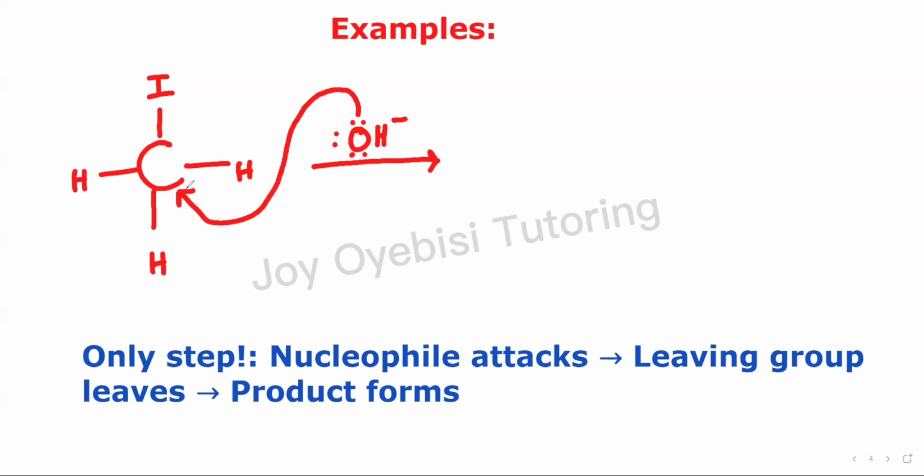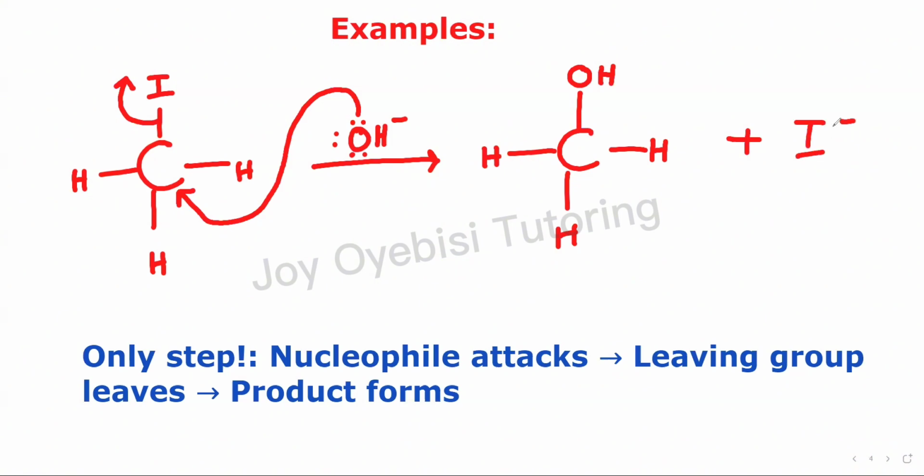It does what we call a backward attack. So when it attacks that, this would break off. On this side of the reaction, the OH would take the place of the leaving group. Every other thing stays the same. And the leaving group would then be your byproduct. And that is it. One-step mechanism. The nucleophile attacks, the leaving group leaves, and the product forms.